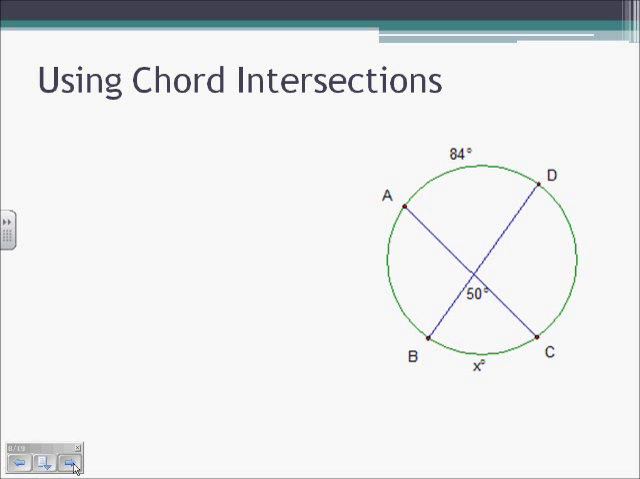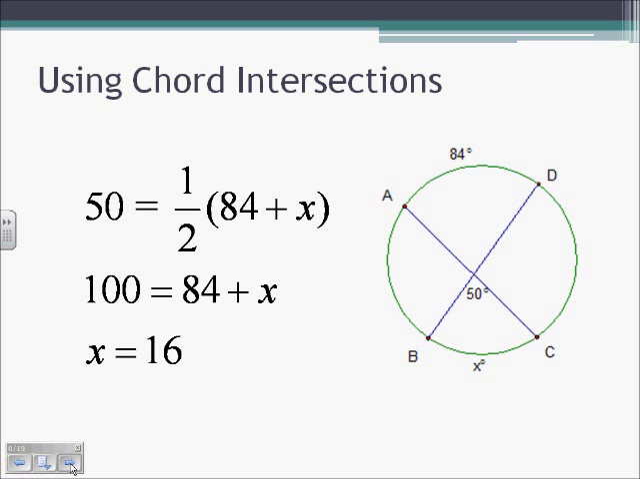Again, using the chord intersection theorem, we're given that our angle is 50 degrees, the arc it intercepts is x, and the arc its vertical angle intercepts is 84. So 50 is going to equal 1/2 of 84 plus x. We can multiply both sides by 2 to get rid of the half, so 100 is going to equal 84 plus x. Subtract off the 84, x is going to equal 16 degrees.